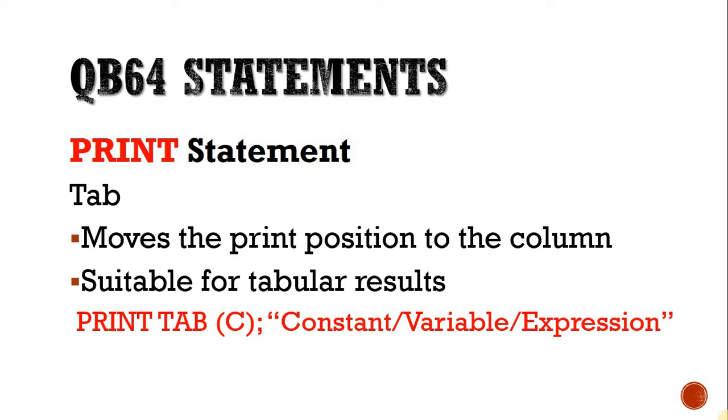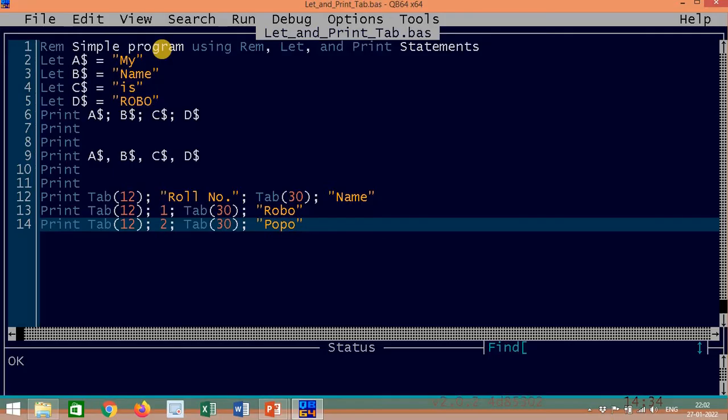Come on, let's see a simple program using REM statement, LET statement, and PRINT statement. In the first line, there is REM statement, that means remark statement. As I already told, the computer does not execute this statement. This is a simple explanation about the program. Next, LET statement. It assigns a value to a variable. Here, A is a variable. It is a string variable because it contains a string constant. It is a string variable, so it ends with the $ sign. LET A$ equals to "my". Similarly, B, C and D.